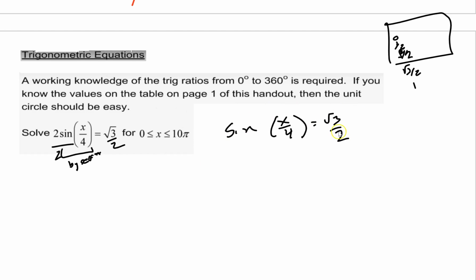Now here comes the unit circle part. Do you know where sine equals root 3 over 2? Again, I don't care how you know it. I don't care if you look at the table, if you do the triangle, if you're a freak, you have the unit circle memorized. It doesn't matter to me. You just got to know how to get there.